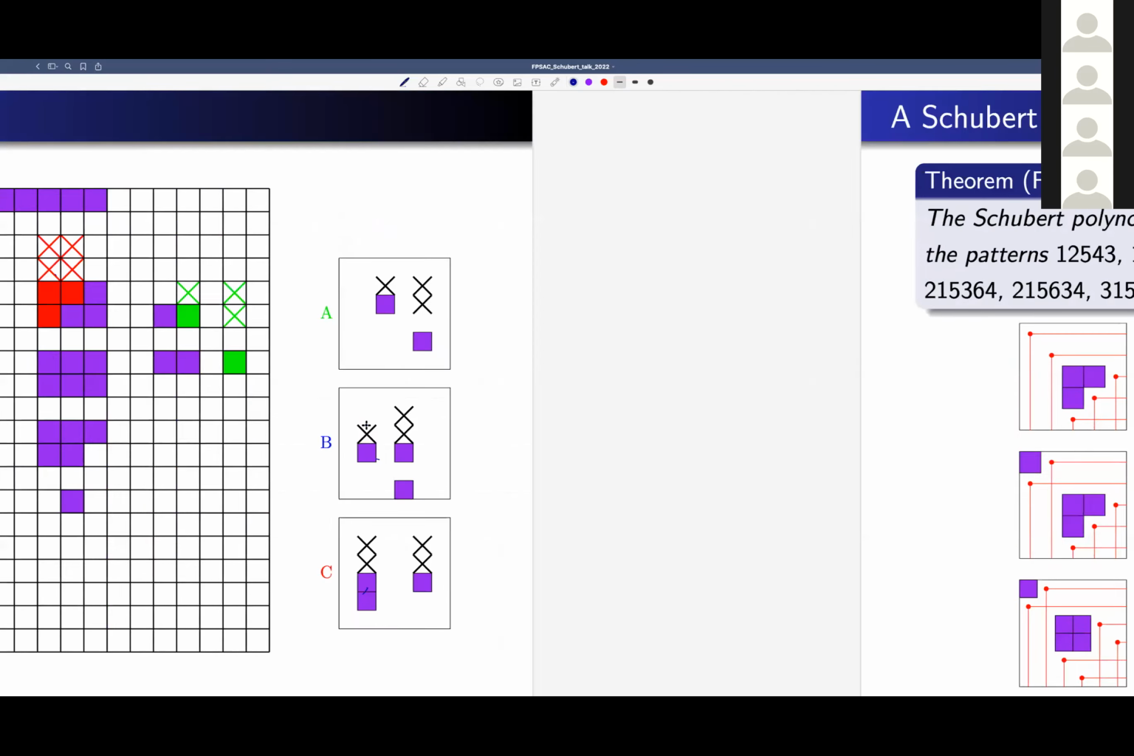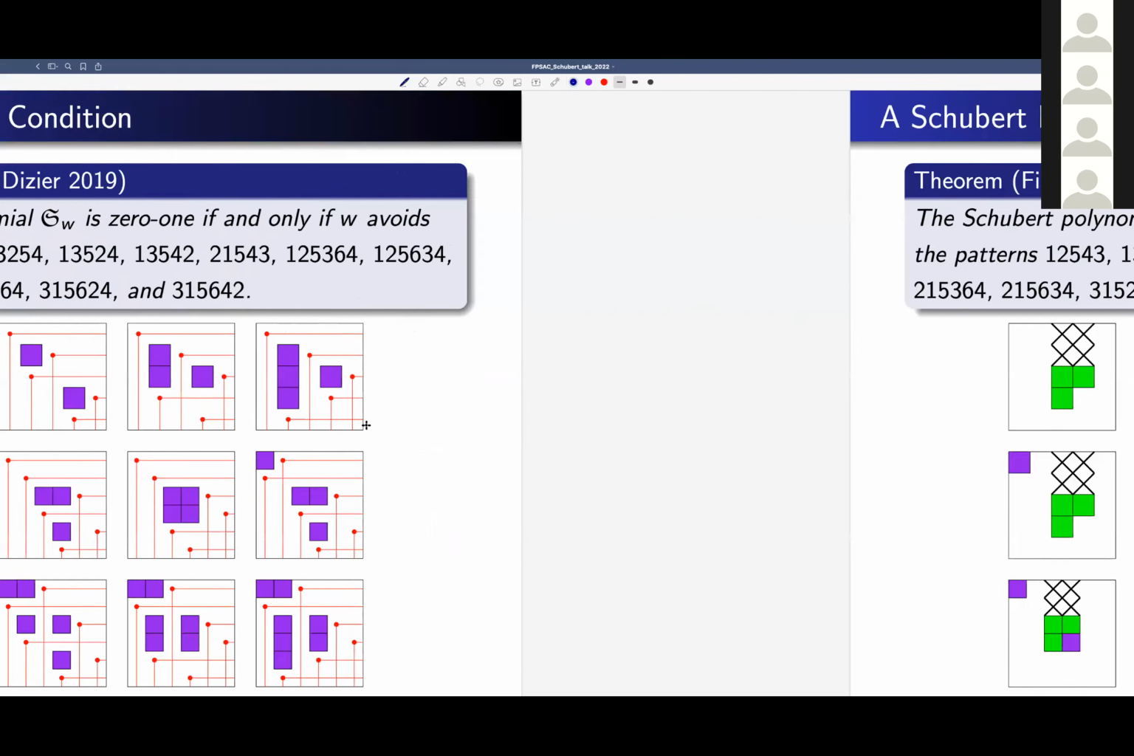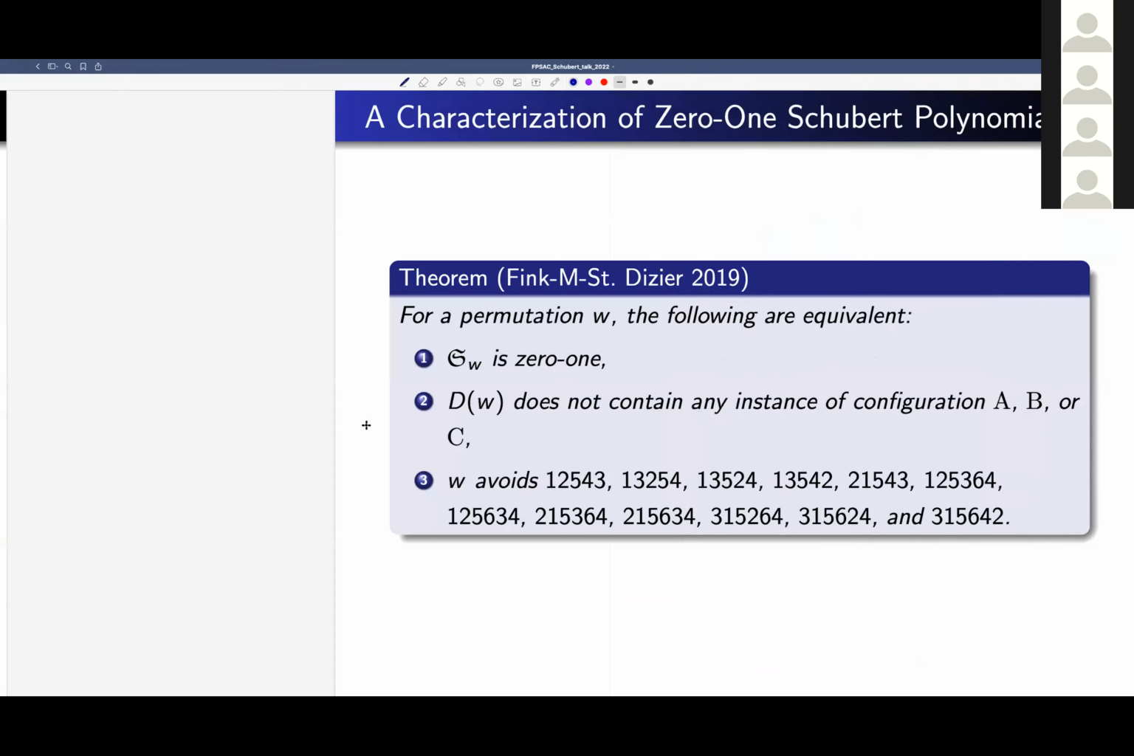Now, these are configurations. Maybe we want pattern avoidance. It's not difficult to translate these configurations into permutations. So there happen to be 12 permutations we need to avoid in order to be 0,1, and it's these 12.